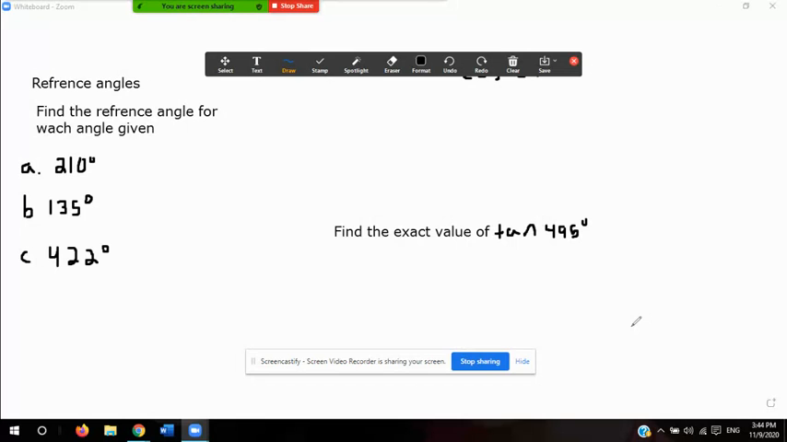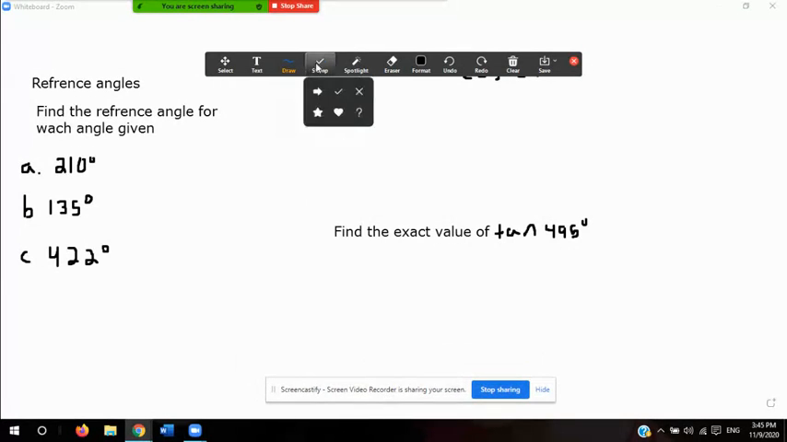So, reference angle. So basically, a reference angle is, and I'm looking for the definition here. Basically, it's the special right angle that makes reference to an angle that is not necessarily a special one. So, for example, what if I wanted to evaluate a trigonometric function of 210, what would be the angle closest to it that I can use? Likewise for 135 and for 422.